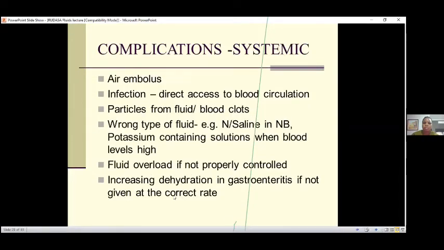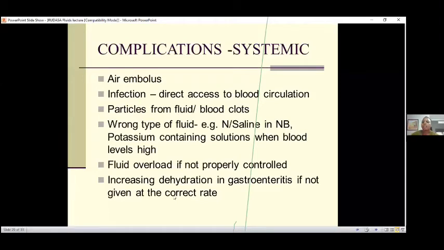Systemic complications: there could be an air embolus. As you're pushing any long line, you find that there are air bubbles that one could easily flush into the system. Then there's infection, where you are introducing infection directly into the circulation. Then particles from fluid and blood clots can also cause emboli, but I haven't experienced that.